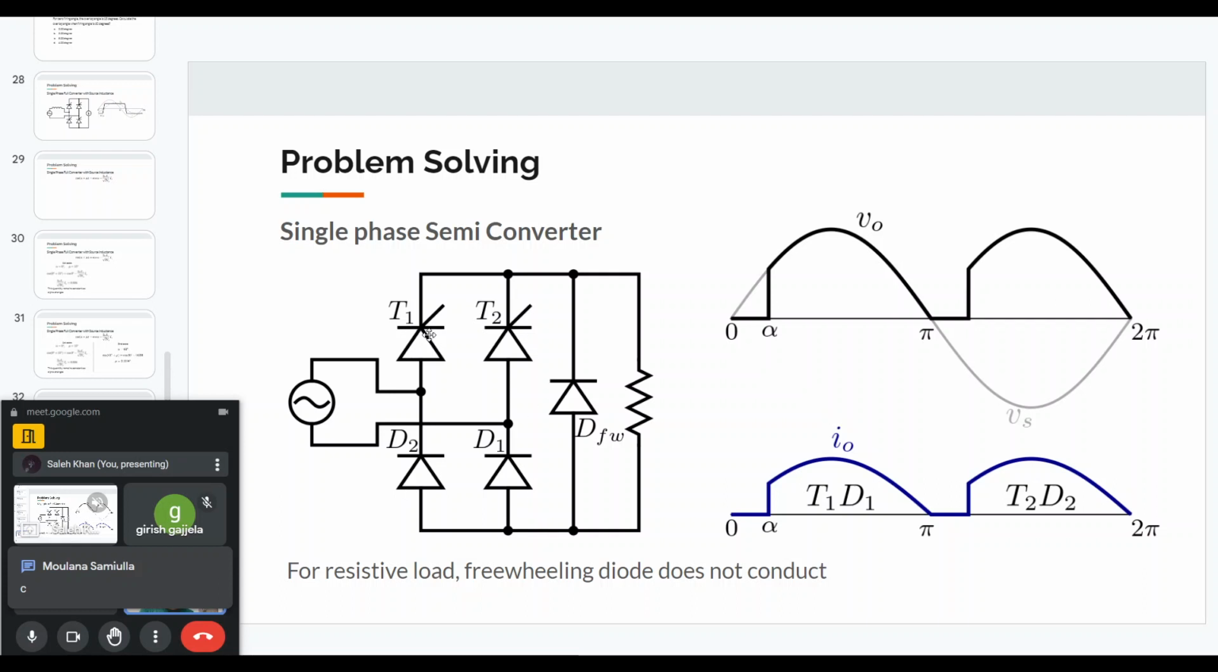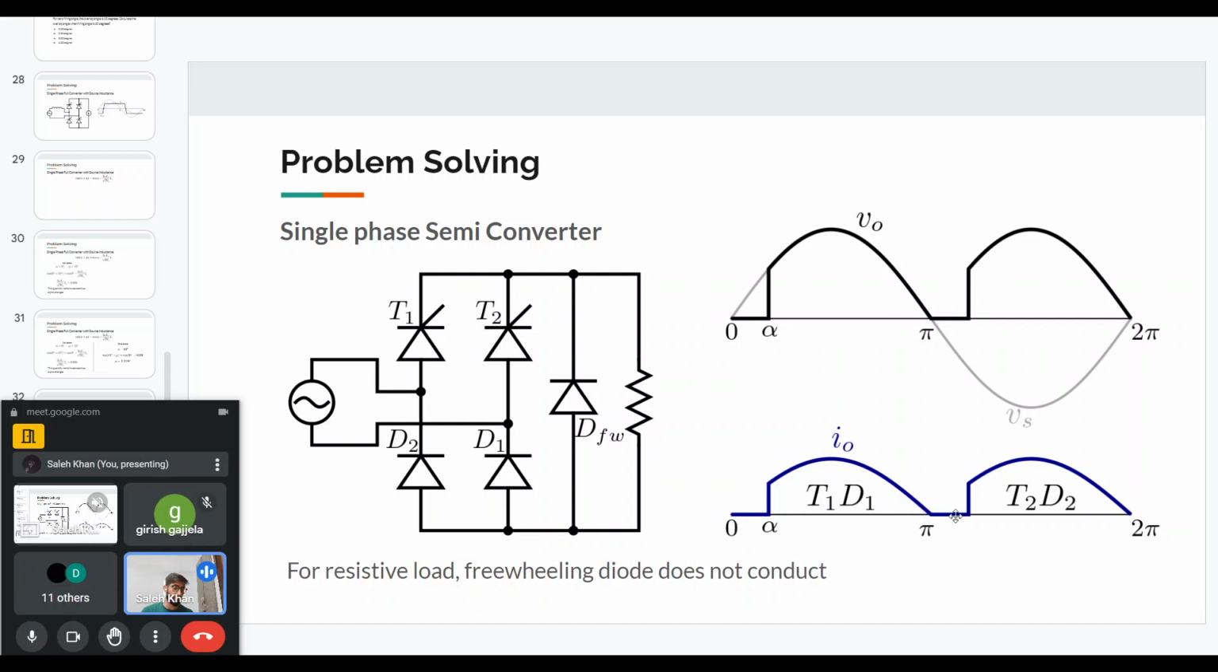So okay, let's look into this question. This is a converter, and so we have an alpha angle. After an alpha angle, we will give the pulse to T1. So T1, D1 will conduct, and we will get this kind of a voltage at the output. But because of the freewheeling diode, we cannot get a negative voltage. However, for a resistive load, the freewheeling diode is not important, or it will not play any role, because the output current waveform will just follow the output voltage waveform. And when the output voltage goes to zero, the output current will also go to zero.